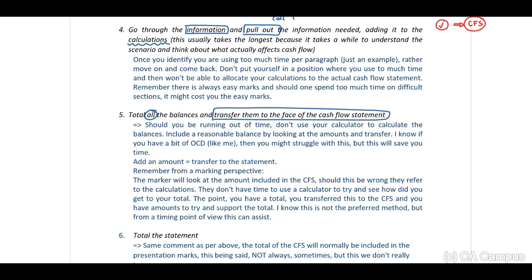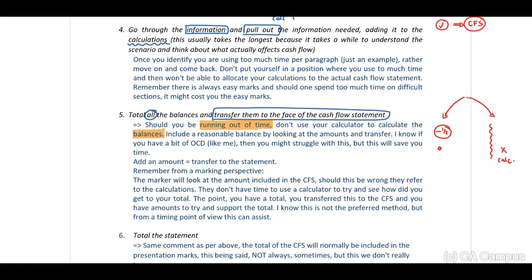Now, I have indicated here, should you be running out of time, you don't have to use your calculator to calculate the balances, the total. Look at the figures, include a reasonable amount balance. You can write this down. It might be that they will deduct half a mark if you do this, yes, but you have 2 options. If you are running out of time, I will rather lose half a mark than lose a lot of marks, because they're not going to mark your calculations if you do not transfer this.